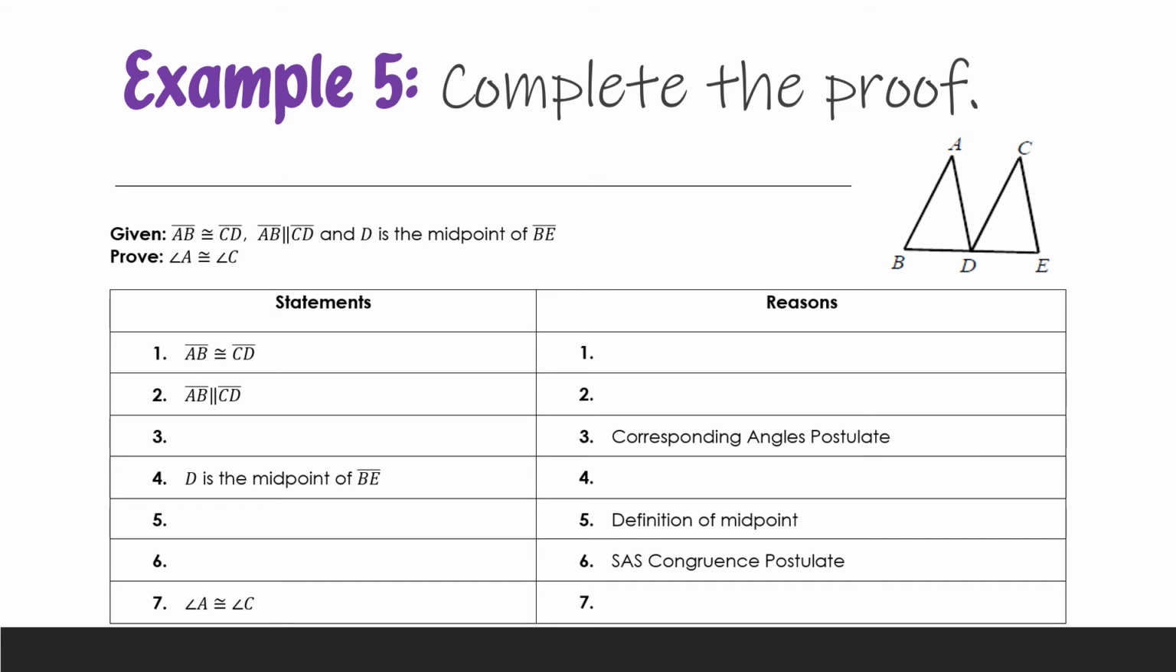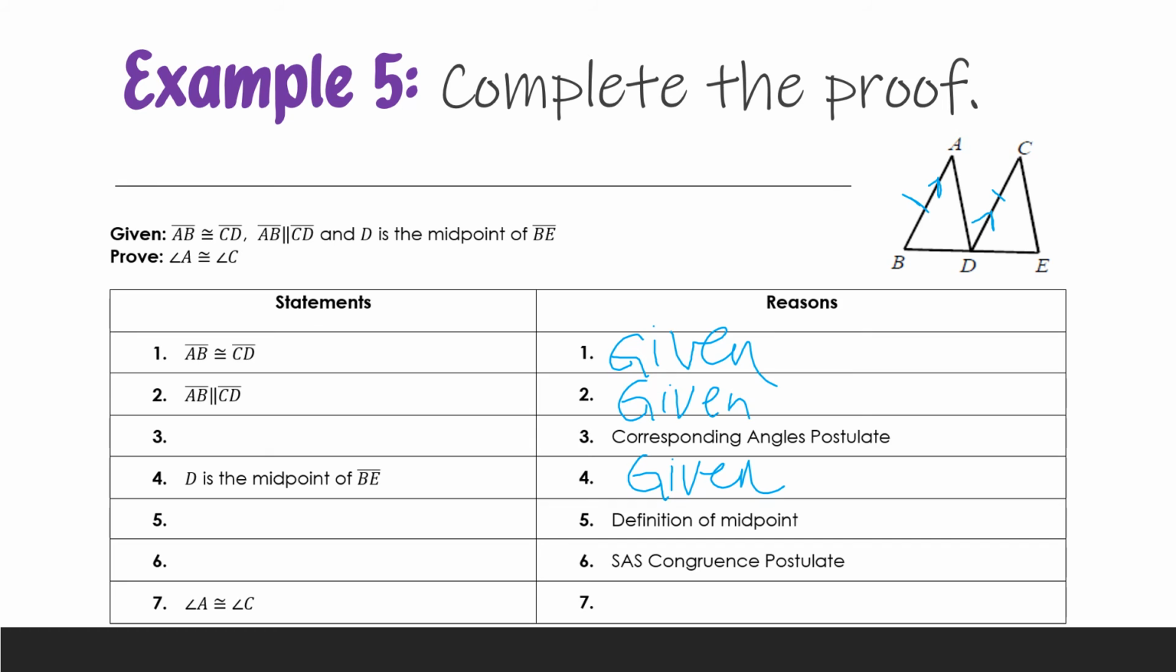All right, our third and final proof. We have AB is congruent to CD, that is given to us. And we're going to go ahead and mark that in the picture. We are told AB is parallel to CD, also given. So I'm going to put the little arrows. And the other thing that we're given is that D is the midpoint of BE.